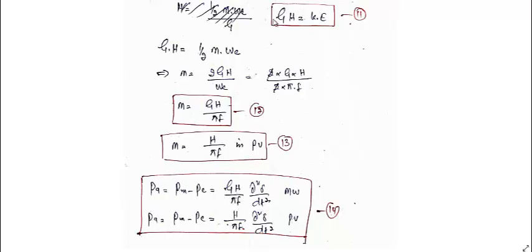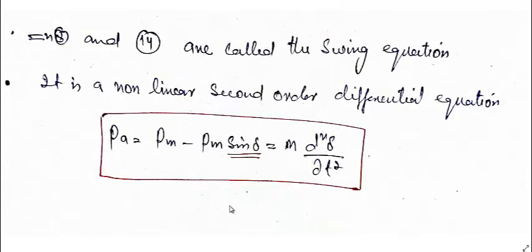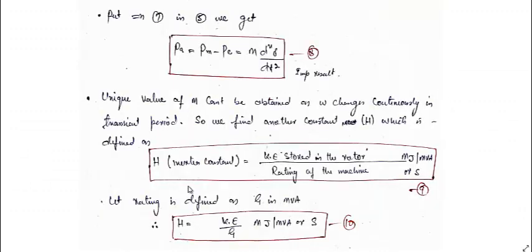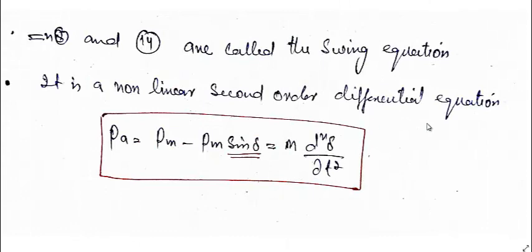So by replacing this M with this, you will see P is equal to Pm minus P gh by pi f del squared delta by del t squared. It will be in megawatt, or P is equal to Pm minus P h divided by pi f del squared delta by del t squared in terms of per unit. So these two equations are also the same equations, equation 8 and equation 14. These are known as swing equations.